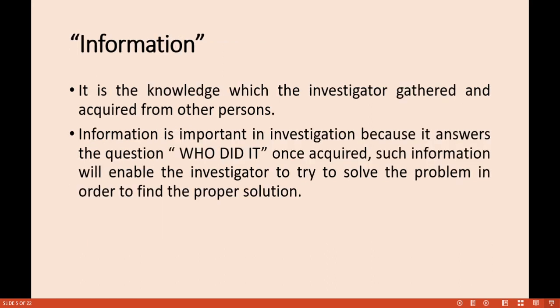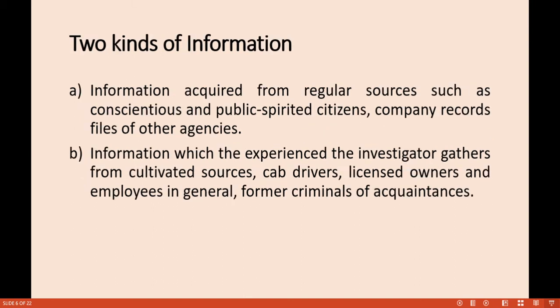So what is information? Information is the knowledge which the investigator gathered and acquired from other persons. Information is important in investigation because it answers the question, who did it? Once it is acquired, such information will enable the investigator to try to solve the problem in order to find the proper solution. So there are two kinds of information.